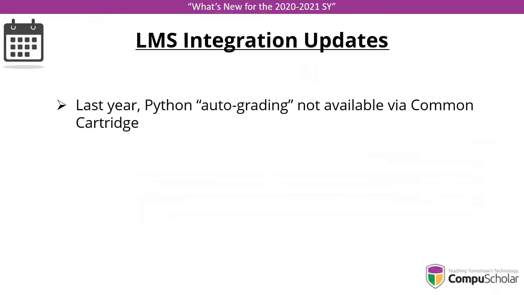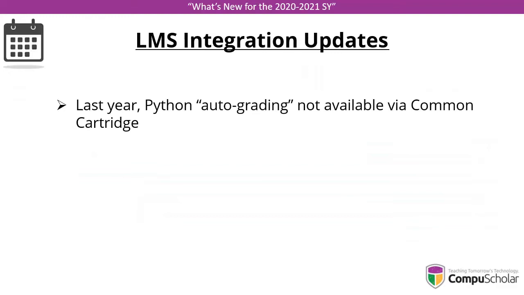So the last thing I wanted to mention quickly is the availability of auto grading through our common cartridge integrations. So those of you that are using Schoology or Canvas or some other sort of LMS today and you want to use Python are probably aware that the auto grading feature from Python does not port through into those other LMSs. So that's just not something that is easily supported through that common cartridge.